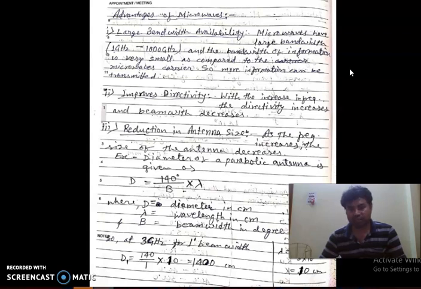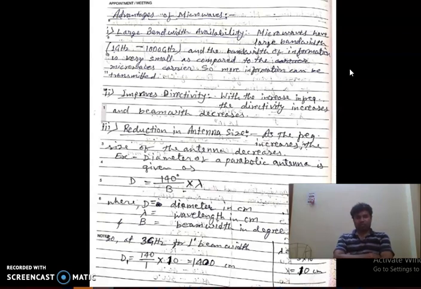Improved directivity. The next advantage is improved directivity of antennas, of the beams. Reduction in antenna size: as the frequency increases, the size of the antenna decreases.